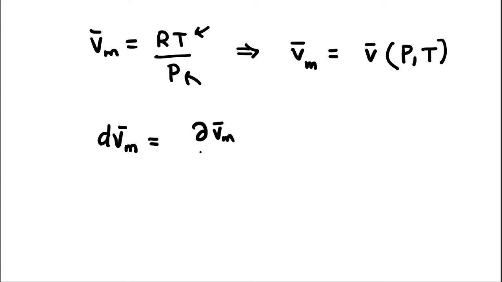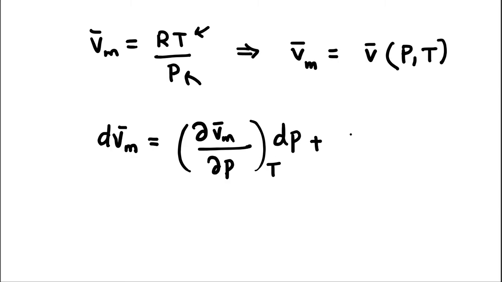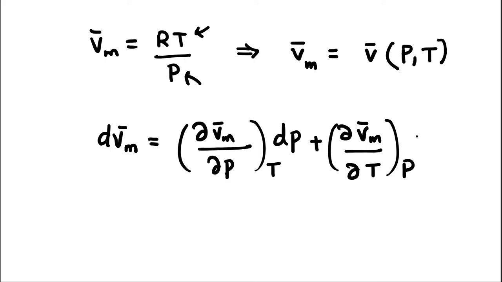dVm prime over dP at constant temperature times dP plus dVm over dT at constant pressure times dT. This is the differential of molar volume of an ideal gas. Now we have to prove this is an exact differential.